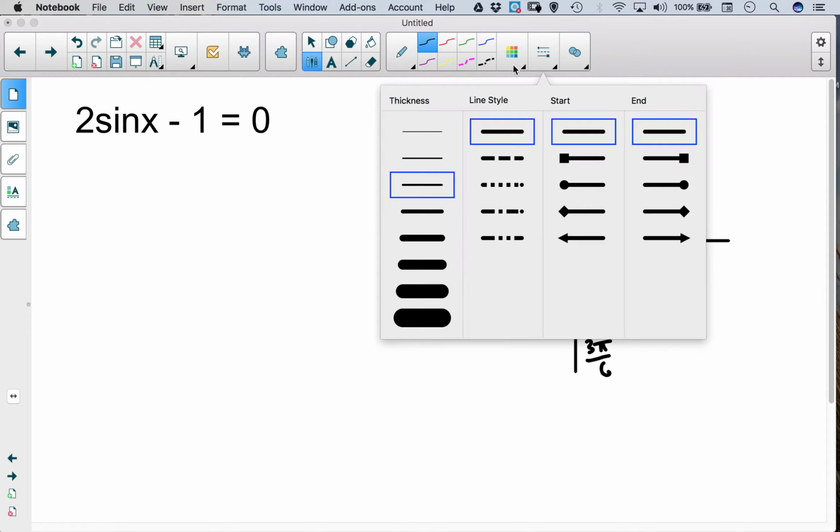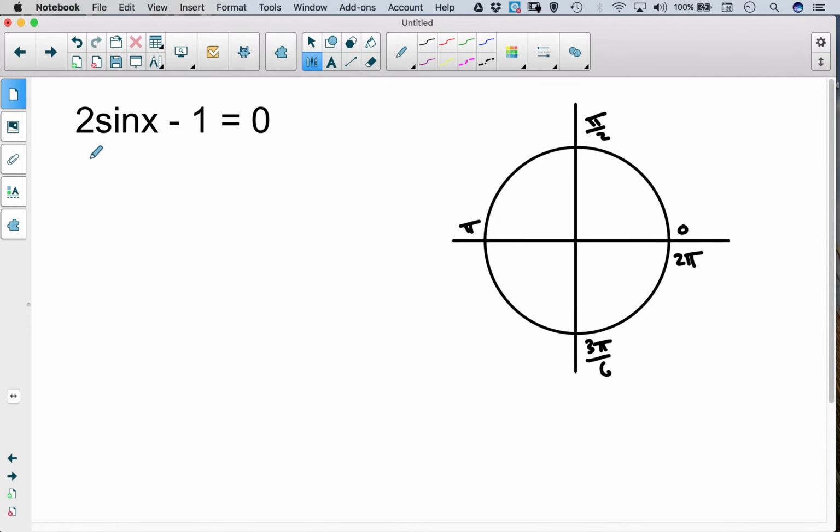So we'll go to something a little familiar here to start. Let's say that we have 2 sine x minus 1 is equal to 0. Now we'll quickly tidy this up like we've been doing in class, and we'll say 2 sine x is equal to 1 and sine of x is equal to 1 over 2.